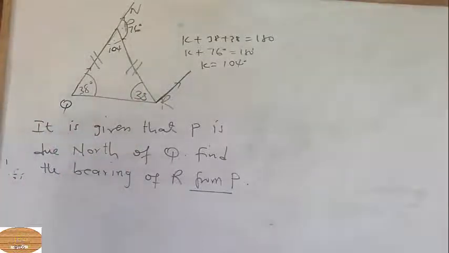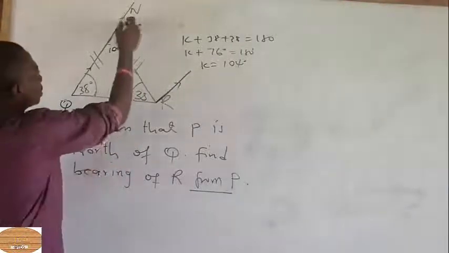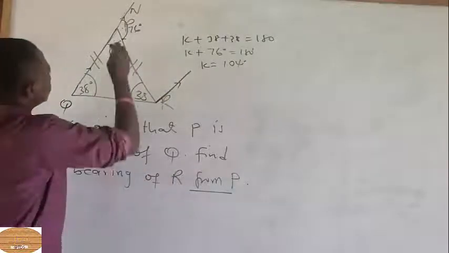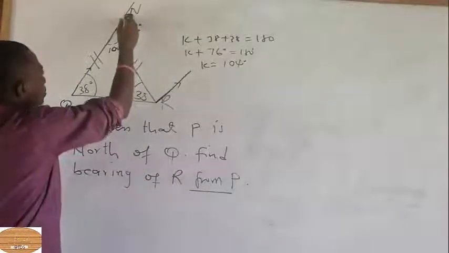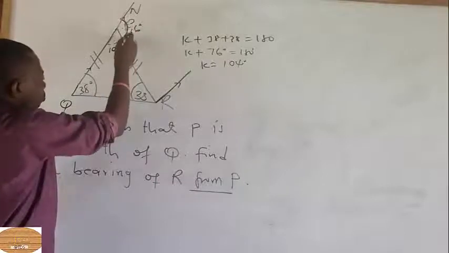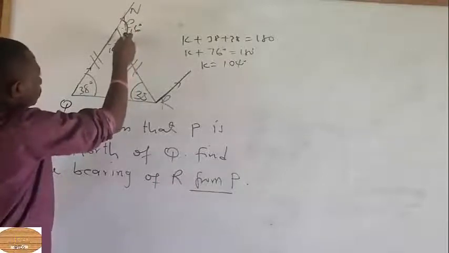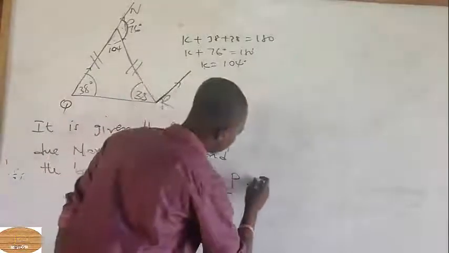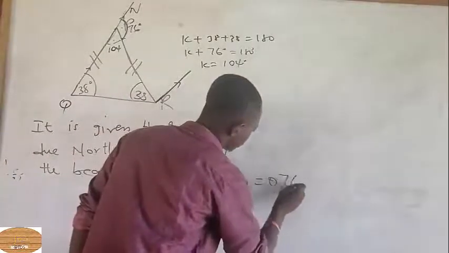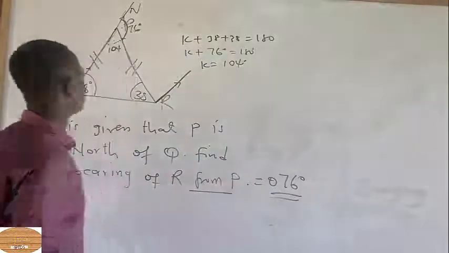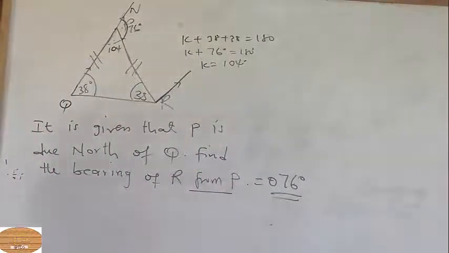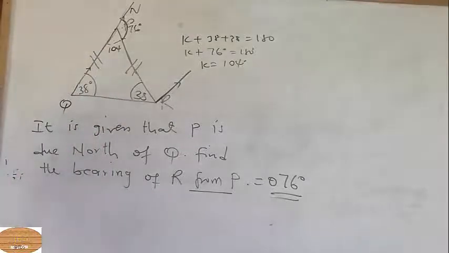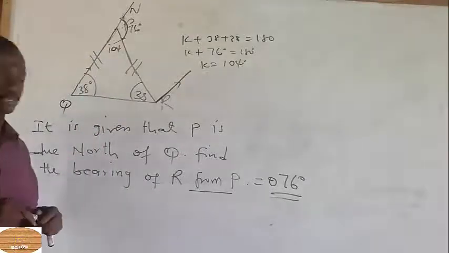So straight away, the bearing of R from P. We start from here and rotate clockwise to R. So that is 76 degrees. So this one is straight away 076 degrees. Alright, so this one is not difficult at all. So that's that.